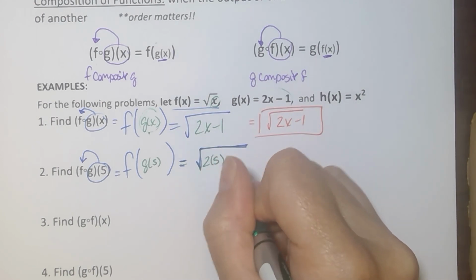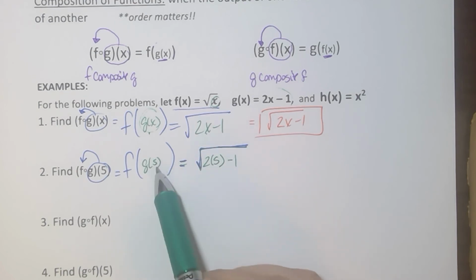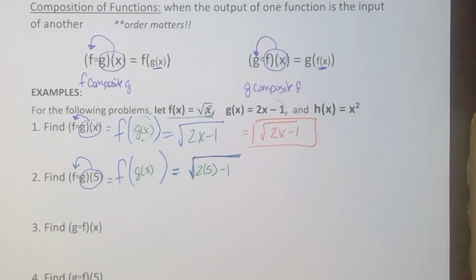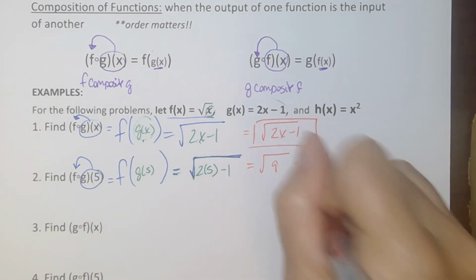So 2 times 5 minus 1. Instead of 2 times x minus 1, I'm doing g of 5. So 2 times 5 minus 1. Well, let's simplify that. We've got square root of 10 minus 1 is 9, and square root of 9 is 3.